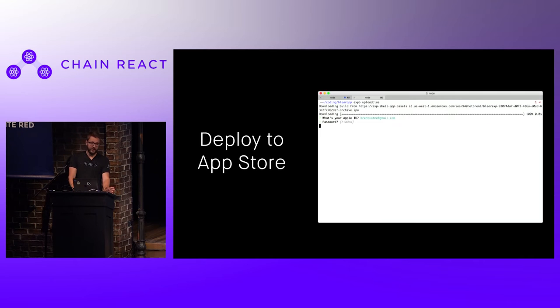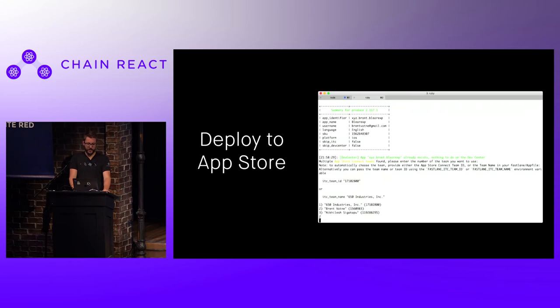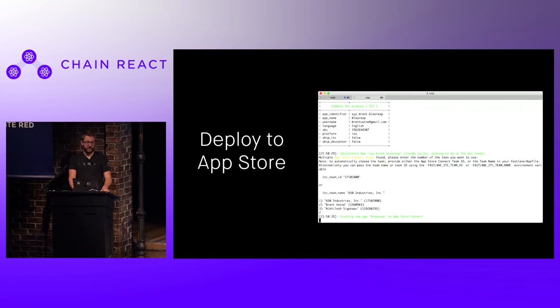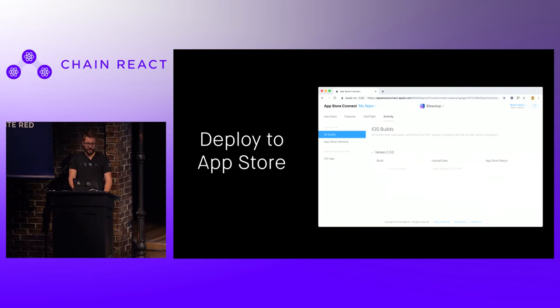Now you can use the application loader to upload the app, but I find it's a little bit easier to just run Expo upload iOS. This uses Fastlane to upload the app to App Store Connect. And now that it's uploaded, you can add the metadata and all that kind of thing and push it through TestFlight for review.